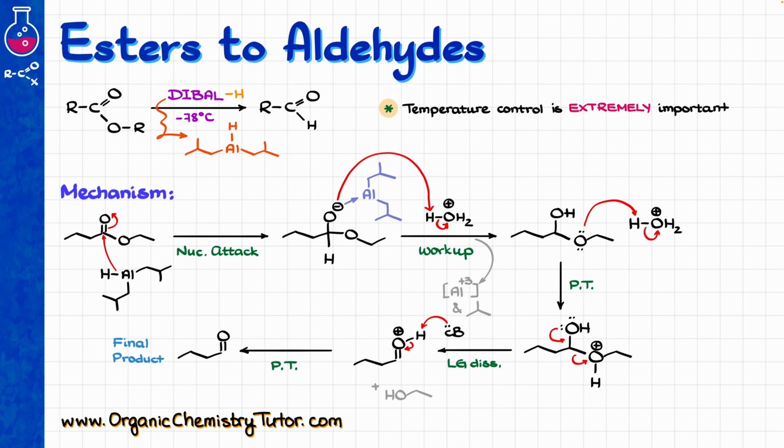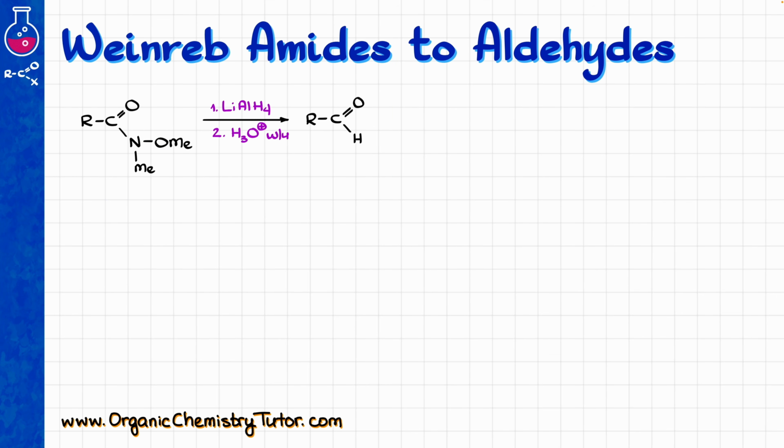But for as long as you are being careful with that, the reaction is well documented, works pretty well, gives decent yields, so overall it is a very good method of making aldehydes from corresponding esters. And one last method that I want to talk about is the partial reduction of the Weinreb amides to aldehydes.